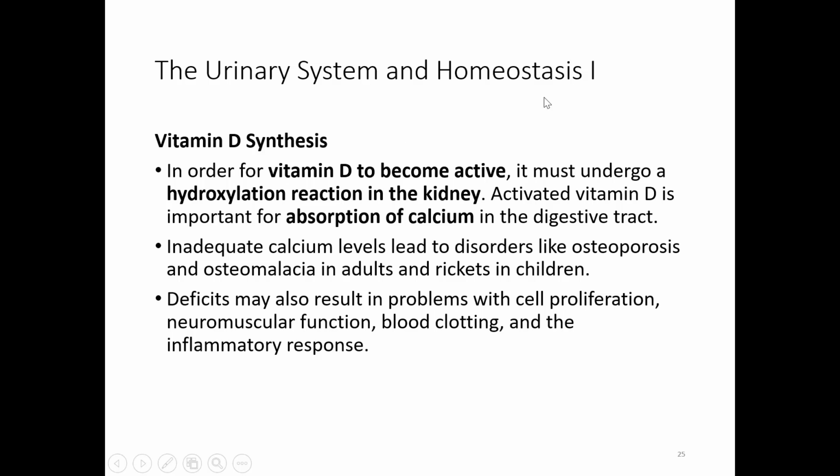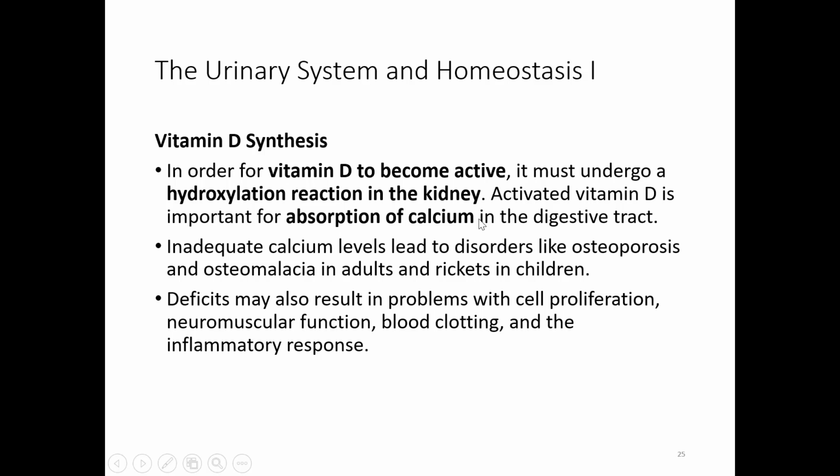The urinary system and homeostasis. Well, the urinary system takes part in many homeostatic mechanisms, like maintaining blood pH, for example. Also, vitamin D synthesis. Vitamin D precursor is produced in the skin, but for it to become active, it must undergo what is called a hydroxylation reaction in the kidney. When vitamin D is activated, it's important for absorption of calcium.